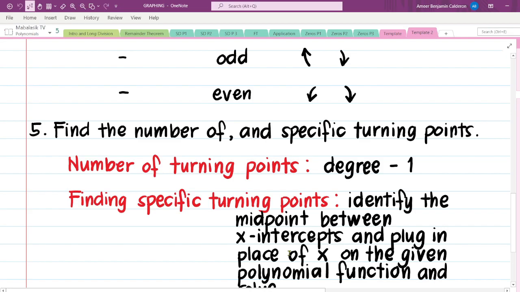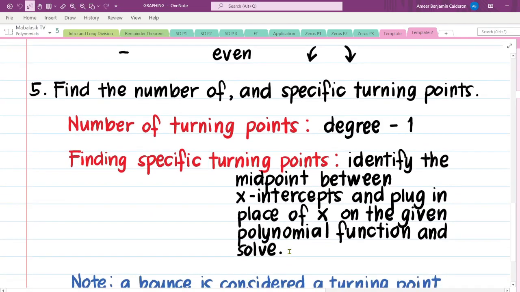Number 5, find the number of and specific turning points. So how do we identify the number of turning points? That basically is just the degree minus 1. So the degree minus 1 is the number of turning points our graph will have.